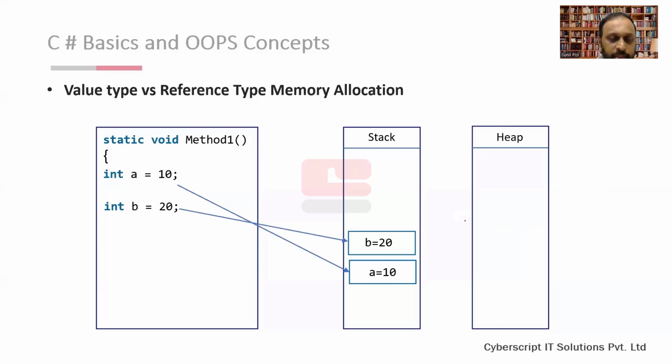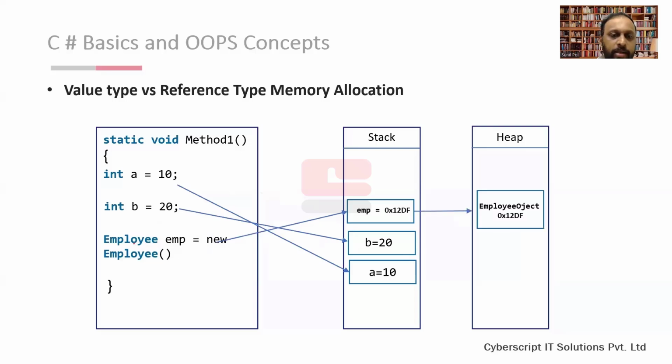The next one is int b is equal to 20. It is also a value data type, so it would be stored on the stack only. Now we are creating the object of the Employee class. As we discussed, a class is a reference data type. So emp would be a reference variable and contains the memory address of the object, where the memory would be allocated by the runtime environment on the heap.